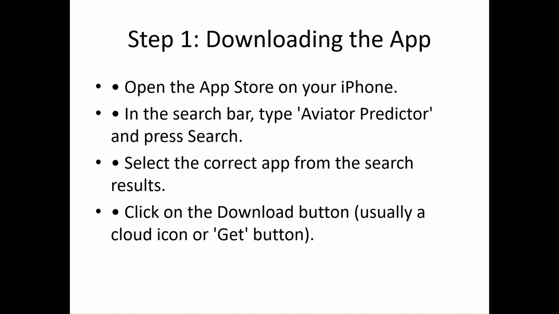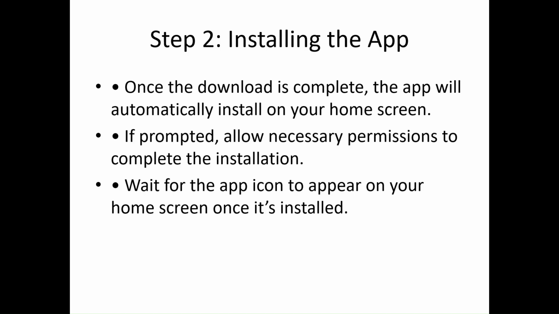In the search bar, type Aviator Predictor and press search. Select the correct app from the search results, then click on the download button, usually a cloud icon or the get button. Step 2. Installing the app.